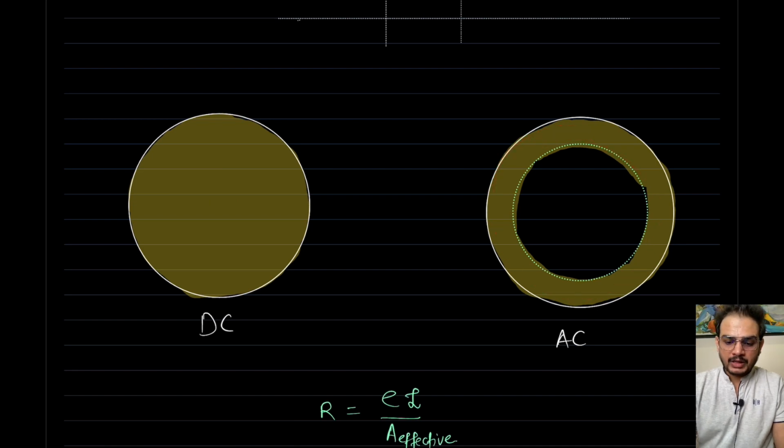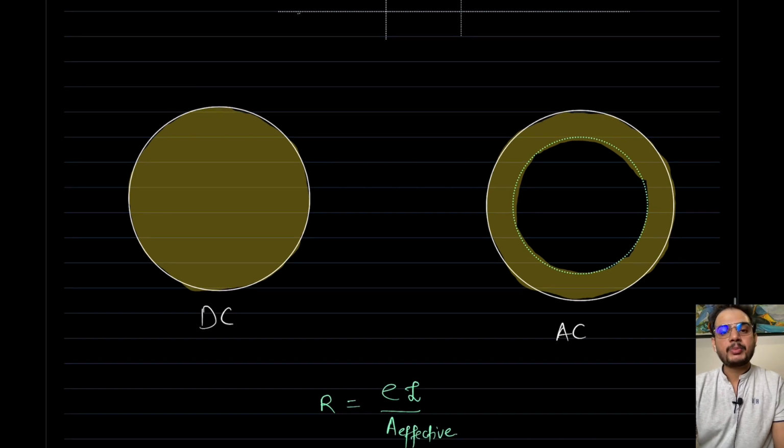We know that in DC supply skin effect is 0, so my current will be uniformly distributed throughout the cross section area of the conductor. But when I give AC supply to my conductor, what happens due to skin effect? My whole current is getting pushed towards the surface because of this non-uniformity in flux linkages.